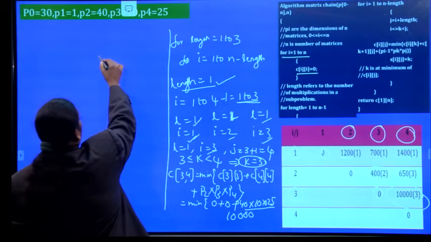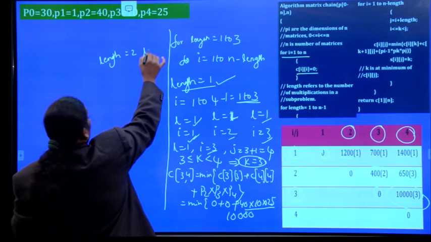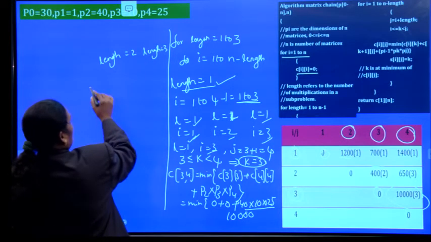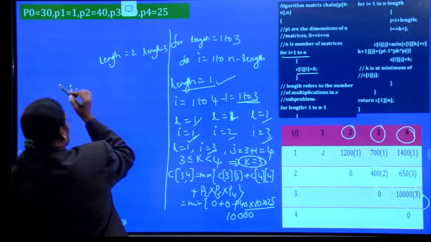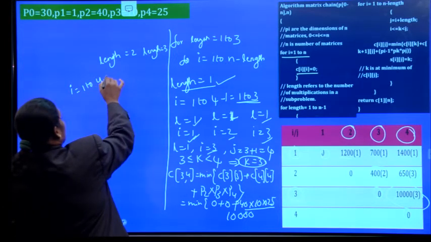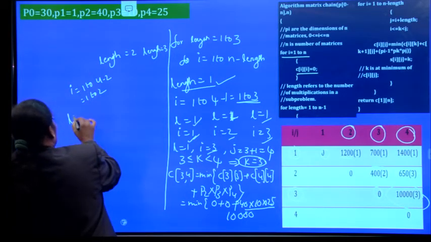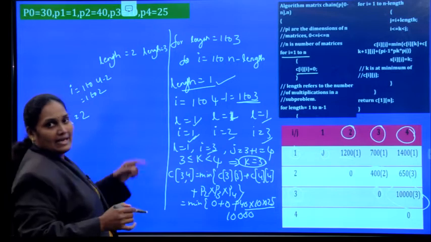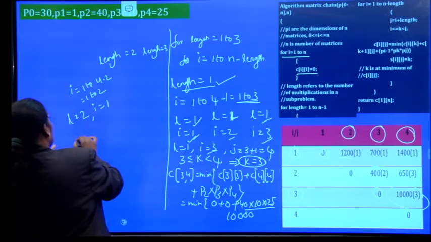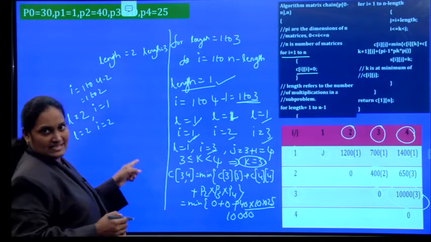What are those two values? Length is equal to 2, length is equal to 3. These two values that we have. Then what are the I values? I is equal to 1 to n minus length, that is 4 minus 2, that is equal to 1 to 2. That is, for length is equal to 2, I gets two values, that are I is equal to 1, length is equal to 2, I is equal to 2. These two cases that we get.